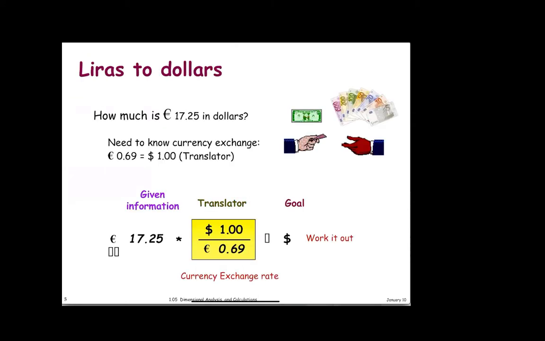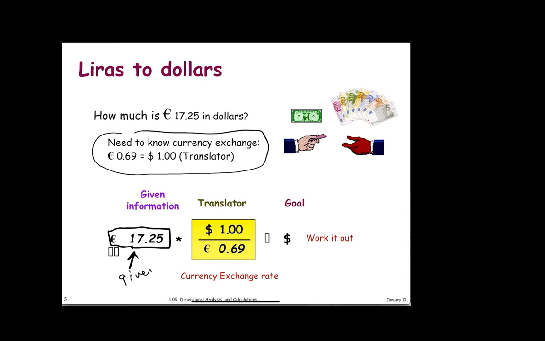So you guys do this every day without even thinking about it. Suppose you go to Europe and it tells you that the exchange rate is 0.69 euros equals $1. This might have been a while back. And the question is, how many dollars is 17.25 euros? Well, the key here is that this is the given information, and that's defined by the problem. And this is the conversion factor.